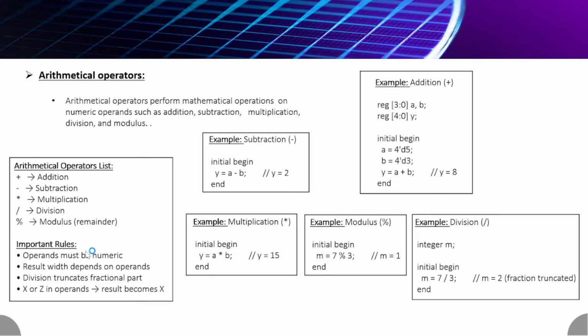Some important rules to remember are: operands must be numeric, the result width depends on the operands, and if x or z appears in the operands, the result becomes x. Arithmetic operators are commonly used in counters, address calculations, and data processing logic in Verilog.